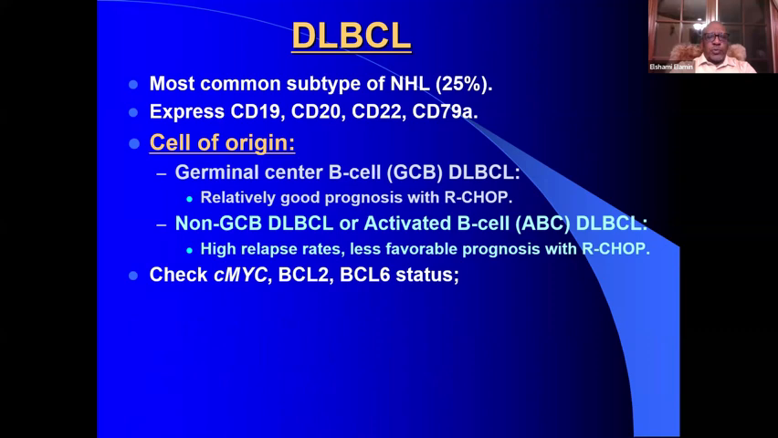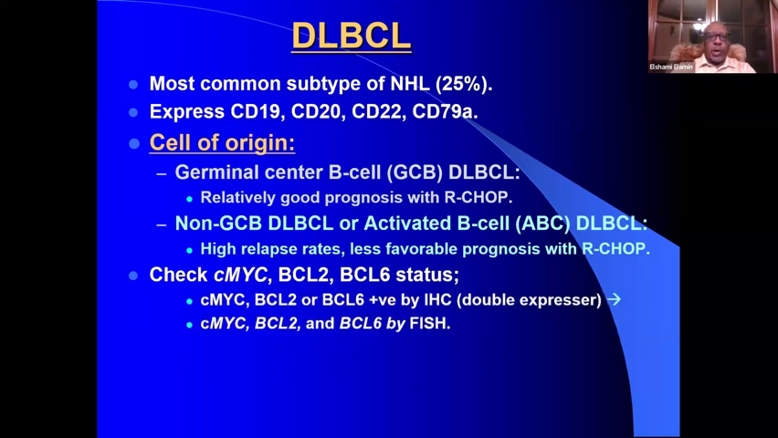For all diffuse large B-cell lymphoma, remember to check for c-MYC, BCL2 and BCL6 gene rearrangement. Why? Because lymphoma with c-MYC, BCL2 or BCL6 by IHC, we call it double expressor. So it still may not be bad, but if you find a double expressor, that means by immunohistochemistry c-MYC, BCL2, BCL6 positive, don't stop there. Then you need to do the FISH. So you check for the 3 rearrangements by FISH.